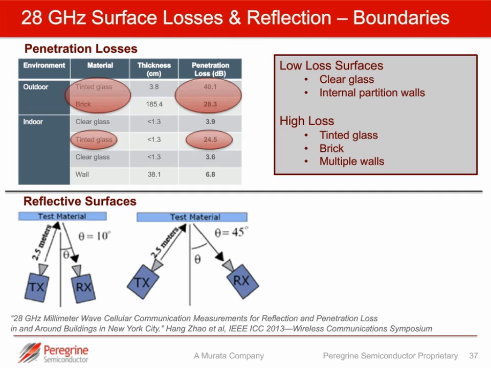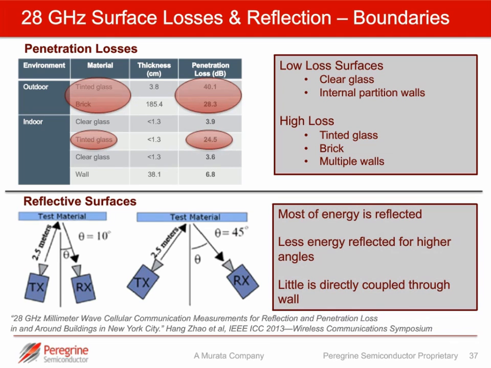The second part of the study is looking at reflective surfaces. So imagine you are inside a building and you are transmitting a signal, and what this study is showing is that most of the energy is reflected. This is consistent with what we said above. There's high loss if you transmit towards a surface. Less energy is reflected from higher angles. As we get to higher angles, we see less signal continuing on, and little is coupled directly through the wall.